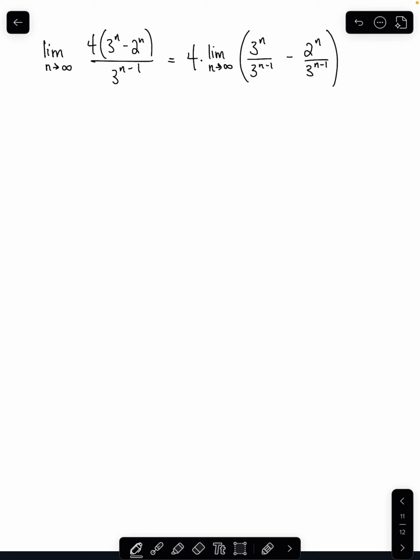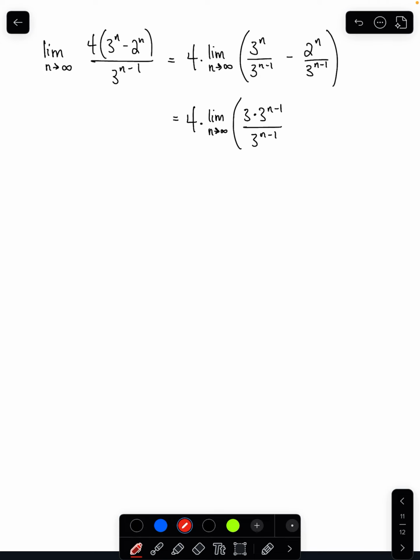The advantage here is that in the first of those terms, we're looking at something with the same base, where the numerator will always have one more factor than in the denominator. We can write that as 3 times 3 to the n minus 1 over 3 to the n minus 1, so that we get those canceling out, and we would just be left with a term of 3.